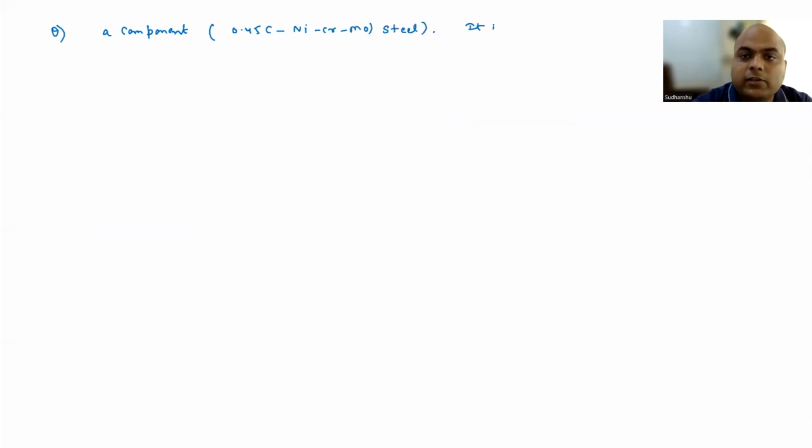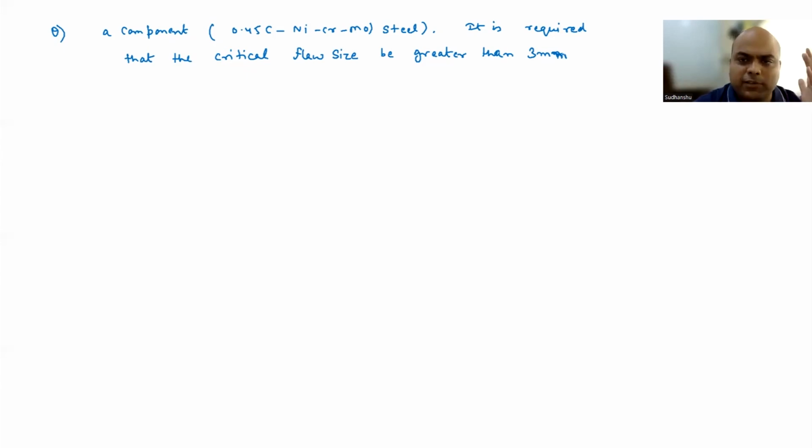Okay, and it is required that the critical flaw size be greater than 3 millimeter. Okay, so you are going to make a component of this steel, carbon nickel chrome moly steel, and the critical flaw size requirement is that it has to be greater than 3 millimeter, because the equipment we are going to use can detect only up to 3 millimeters. That is the requirement we have for this particular problem. Okay, so the resolution limit of the equipment we have.